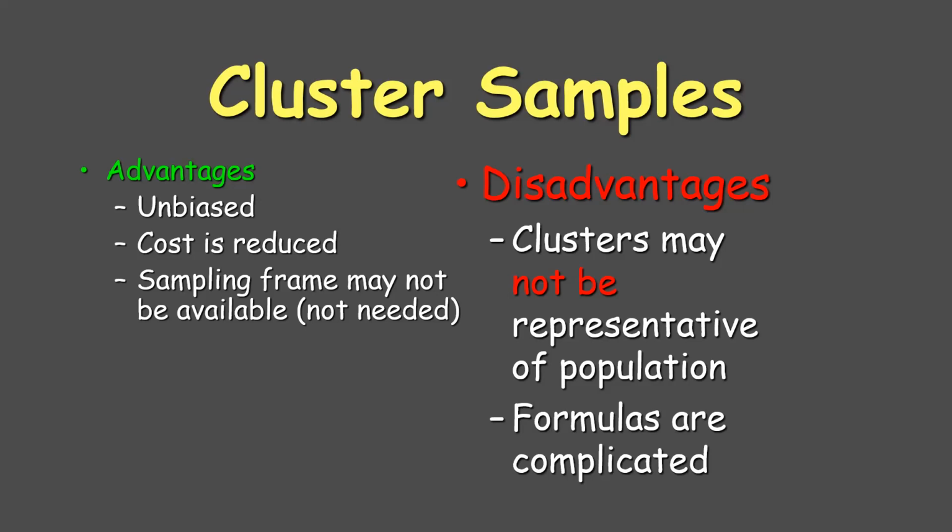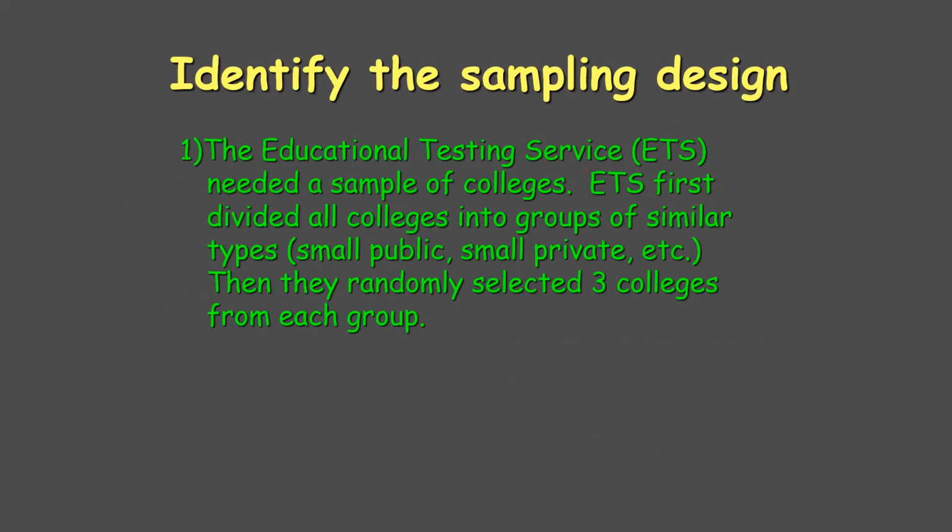And again, you don't need to worry too much about this, but formulas are more complicated. We're not going to deal with formulas regarding samples, just what kind of sample it is, advantages and disadvantages. So that is cluster based on location. Unbiased, cost is reduced, but disadvantages, it may not be representative of the population.